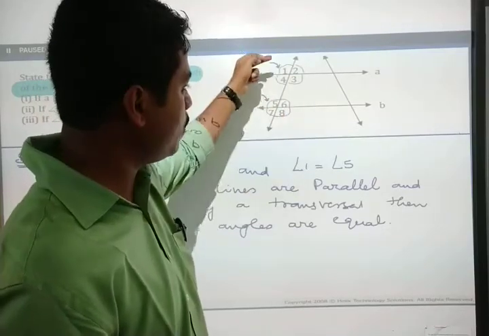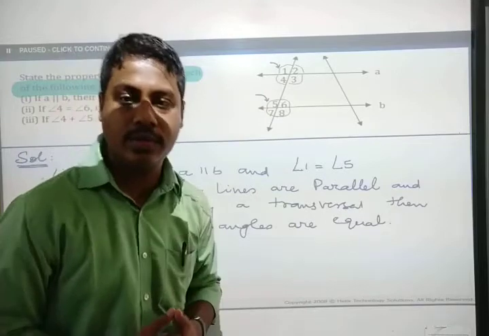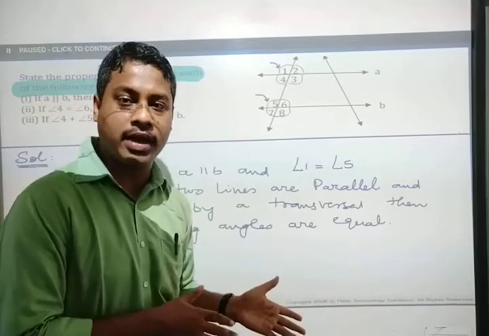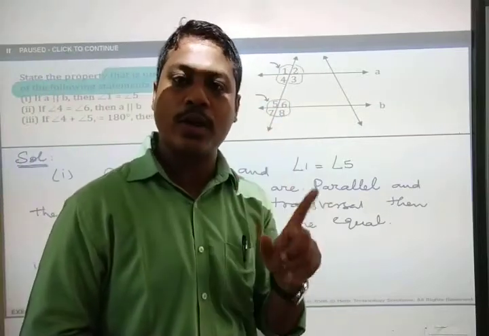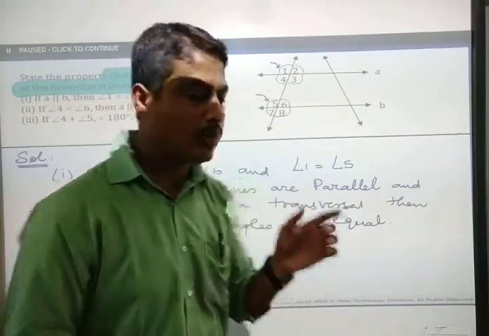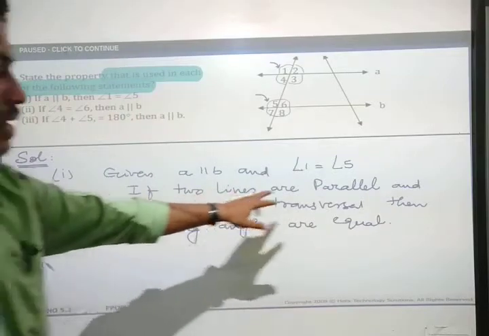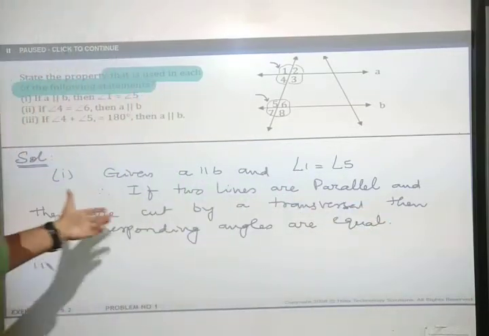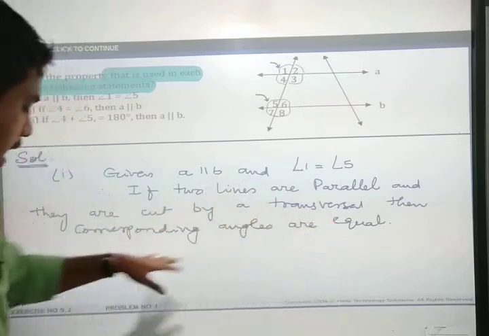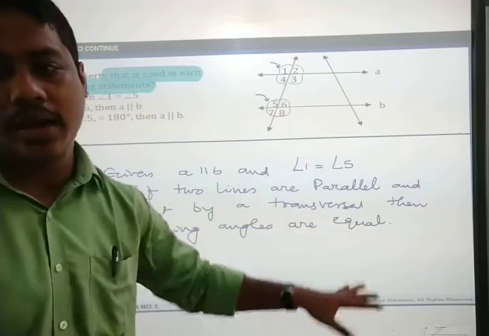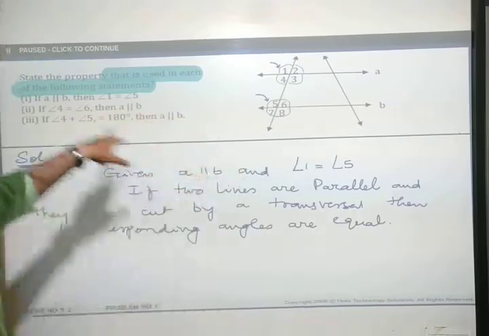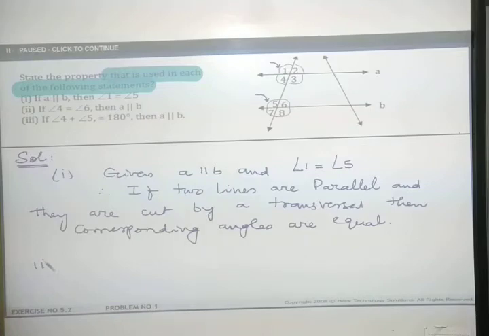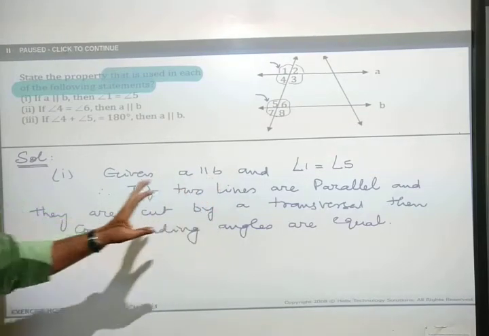Here we have to prove why angle 1 is equal to angle 5. Why is angle 1 equal to angle 5? Because when a transversal cuts two parallel lines, the corresponding angles are always equal. So we have to write that if two lines are parallel and they are cut by a transversal, then the corresponding angles are equal. Therefore angle 1 and angle 5 will be equal. So this is the first question: if A is parallel to B, then angle 1 is equal to angle 5. You have to write this line. This is the first answer.